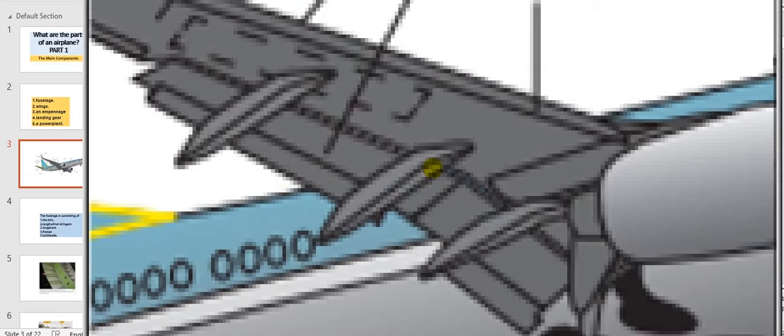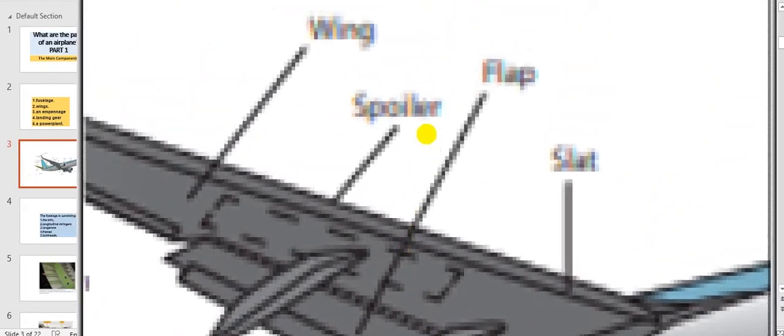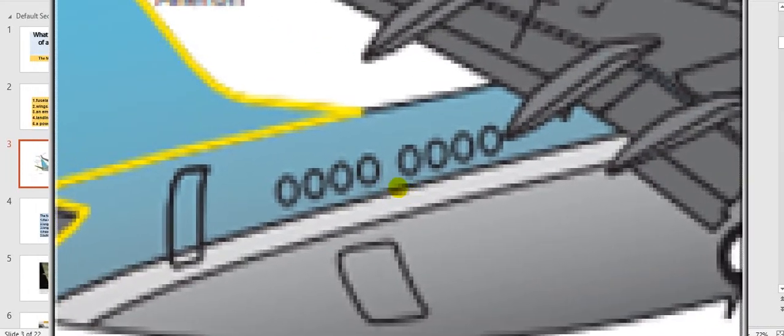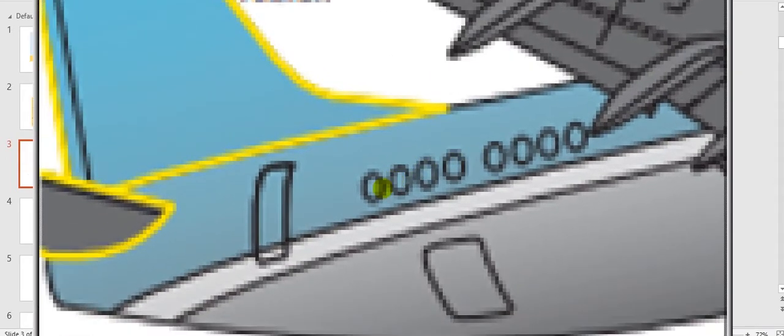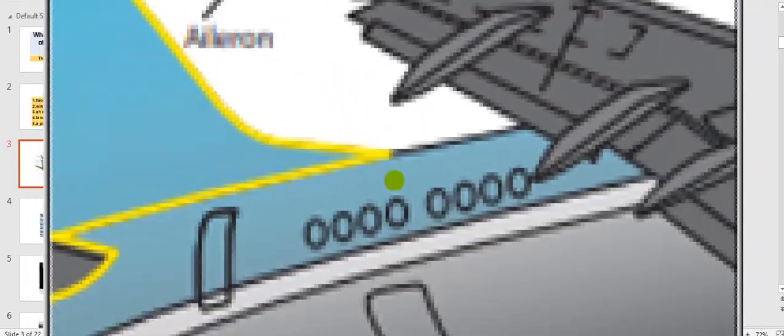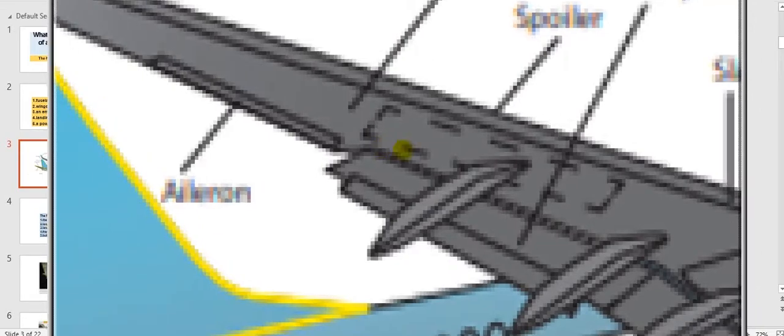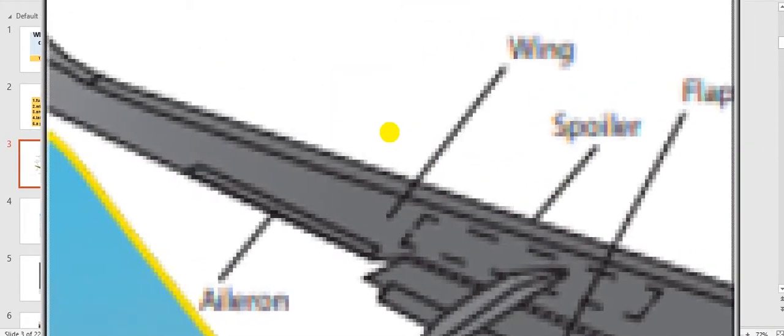Here, slat on the forward leading edge. Here, flap on the aft of the wing. There is forward flap, rear flap, inboard and outboard flap. This is the assembly of the wing. Here, spoilers and speed brakes. Here is the winglet. This is to reduce the drag from vortices. This is the new design. And the old one, the wing tip only, no winglet.